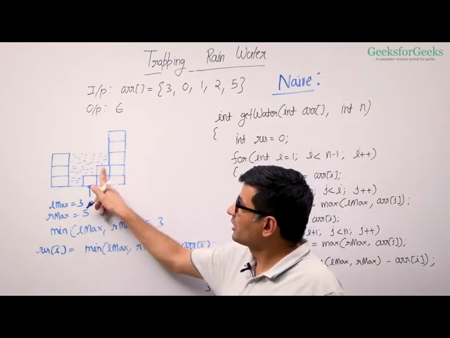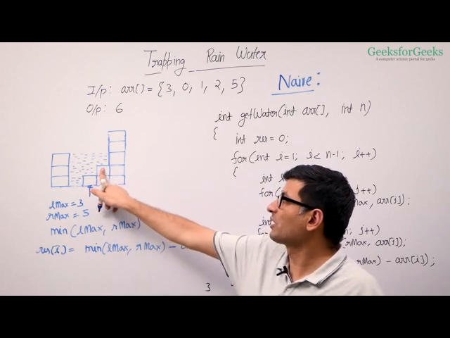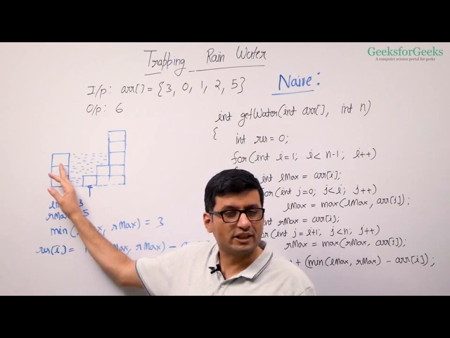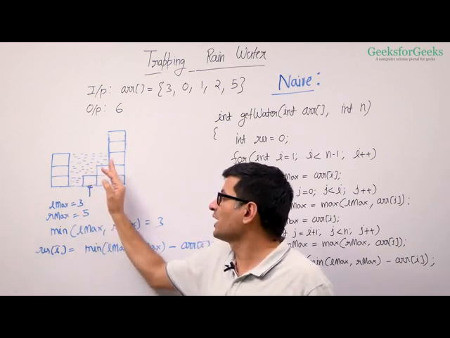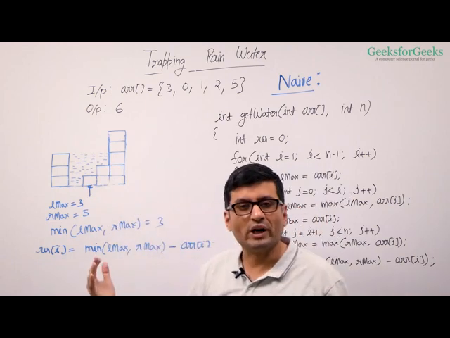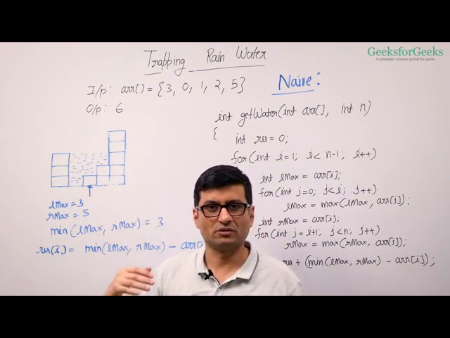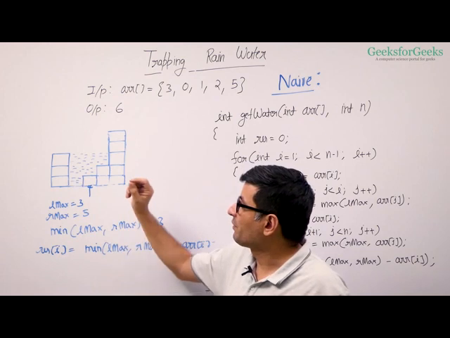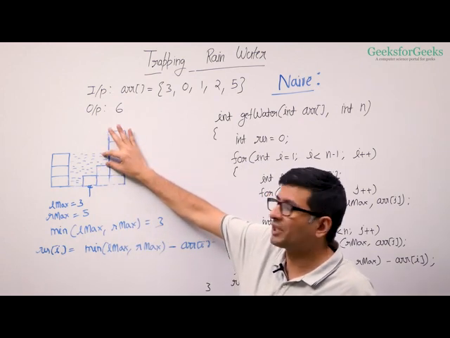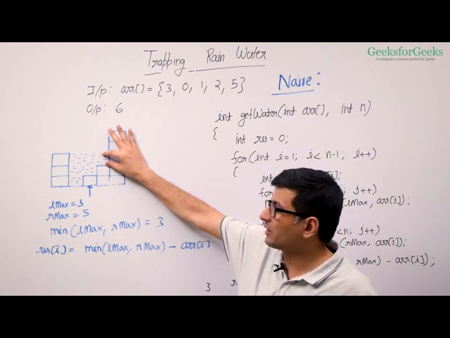Now what is the result for this? Let's do this again for this particular bar. The maximum height on the left of it is again 3. The maximum height on the right of it is 5. The minimum of these two values, Lmax and Rmax, is 3. And if I subtract the height of this bar from 3, I get 1 unit. So we can store 1 unit of water on top of it.